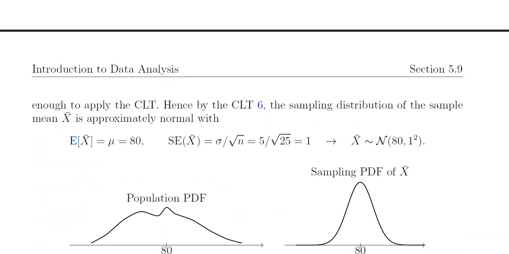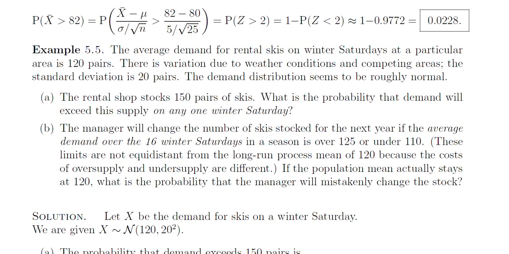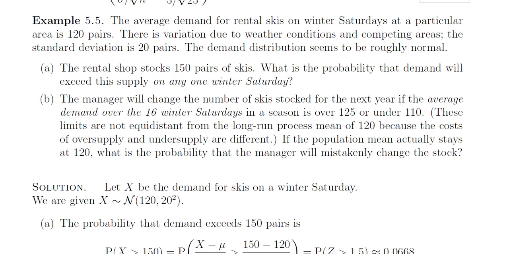We looked at example 5.4 last time. Today let's go through 5.5. The average demand for rental skis on winter Saturdays at a particular area is 120 pairs. There is a variation due to weather conditions and competing areas. The standard deviation is 20. We know the mean and the standard deviation. The demand distribution seems to be roughly normal. The rental shop stocks 150 pairs of skis. What is the probability that demand will exceed the supply on any one winter Saturday?